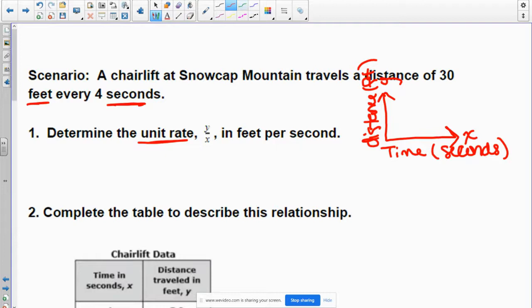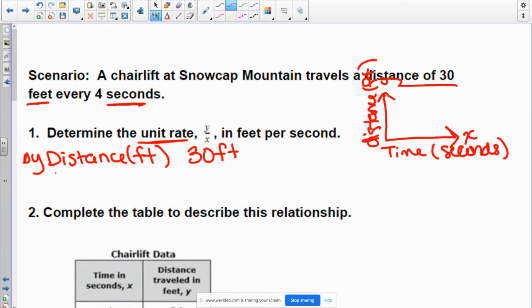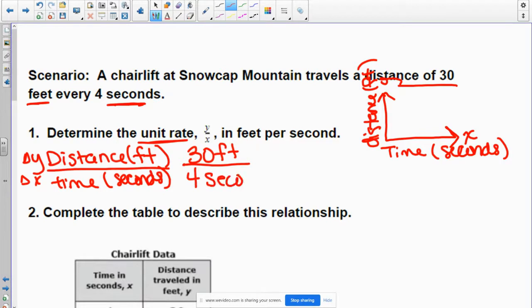So go back to the storyline. It says a distance of 30 feet. So this is my distance in feet, which we discussed was the change of the y, which is 30 feet. And that's going to go over the change of the x, which in this case is time in seconds. So in this case, it was 30 feet every 4 seconds. Now we set up the ratio correct. We want to get it down to a unit rate.